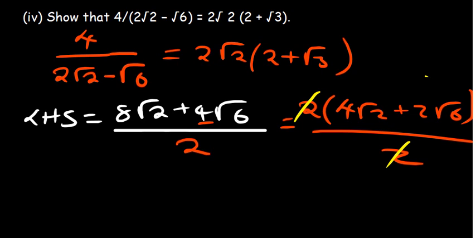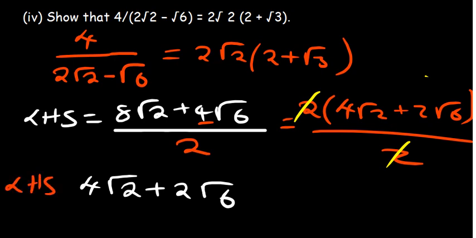So at this stage, what is remaining there? What is remaining is 4 root of 2 plus 2 root of 6. We have to show that this is going to be equivalent to that part. What have we seen there? We've seen that what is actually outside is 2 root of 2, so I can factorize that as well.